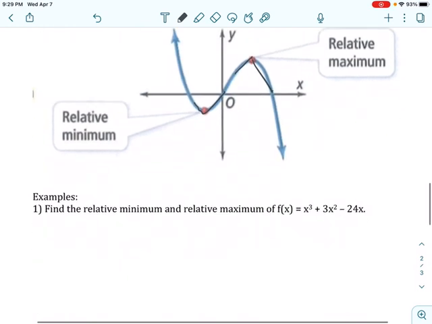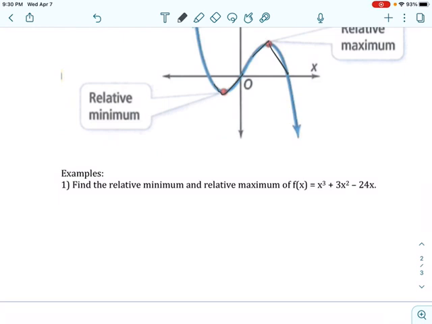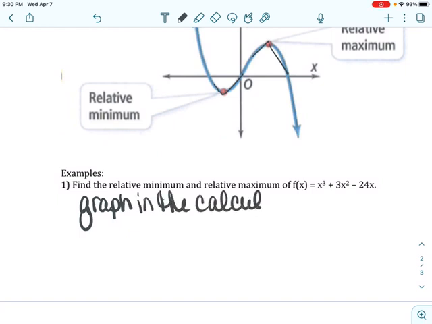So we're going to find the relative min and relative max of x cubed plus 3x squared minus 24. The way we're going to do this is we're going to graph the function in our calculator. That's going to be the easiest way. There is an algebraic way, but we're not going there. That is way beyond what we need to do. So we're going to take our function. I'm going to write it over here because I'm not going to remember to put it in our calculator correctly.